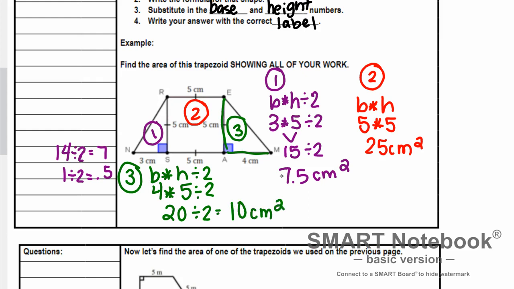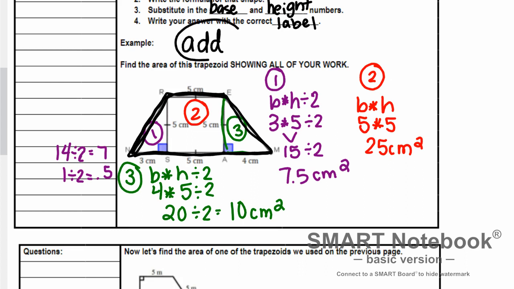Now I can't just leave all these answers like this, okay, because it doesn't want to know the area of every separate shape. It wants to know the area of the whole entire shape. So we just found the area of all the little pieces, and now we have to put them together to get the area of the whole shape. So that last step, we need to add all the areas of those shapes together. So I'd have 7.5, 25, and 10.